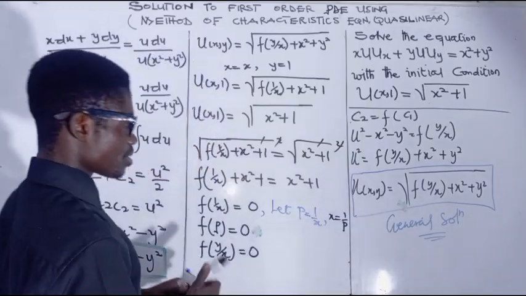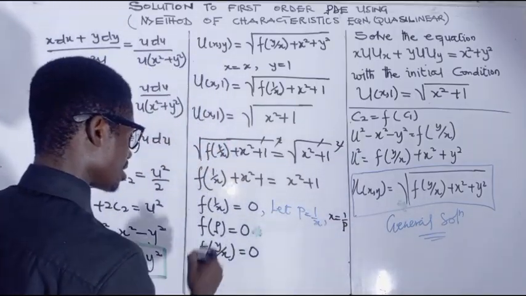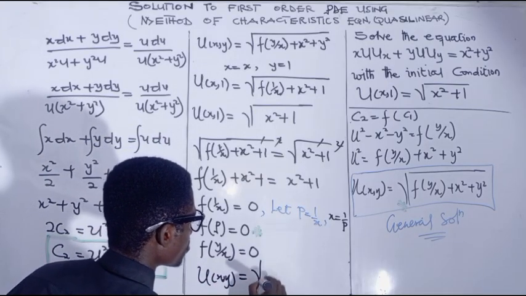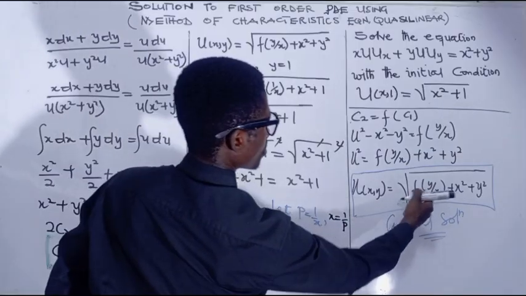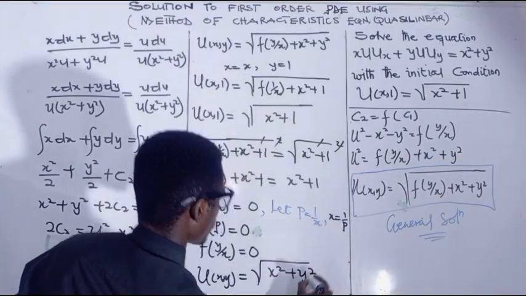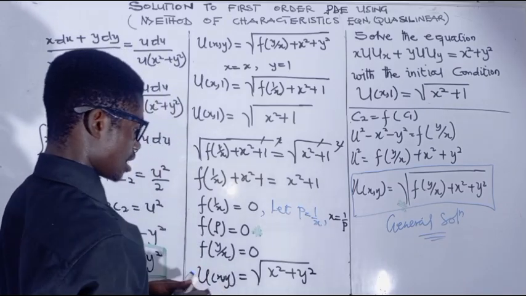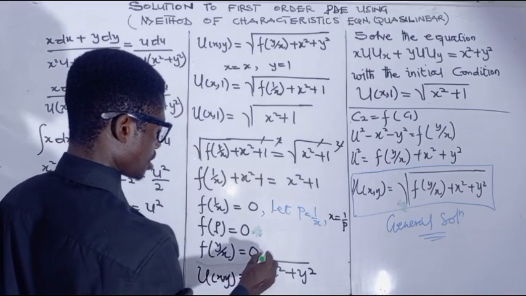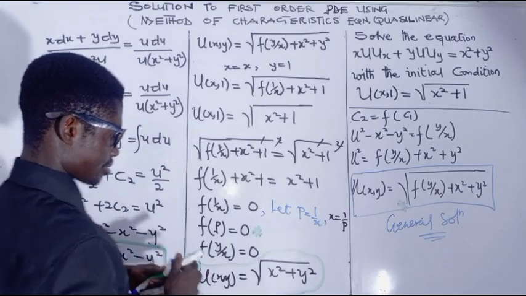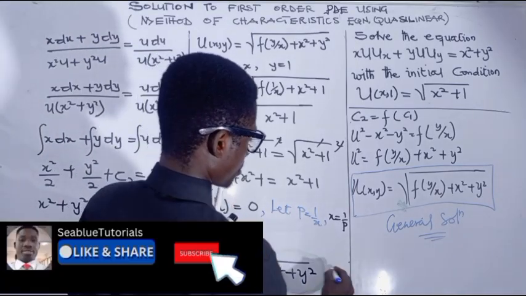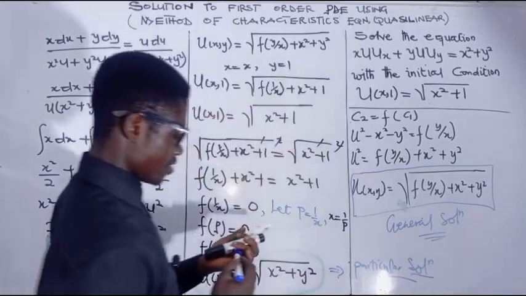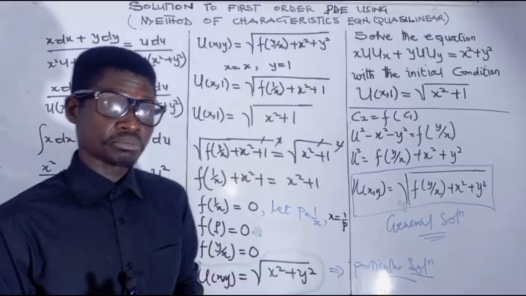So if you plug in 0 here, we are going to have our particular solution to be u at x, comma y is equal to the square root of, this will give us 0, the whole of this will give us 0. So we are left with x squared plus y squared, and this becomes the particular solution. So this is our particular solution. Let me write it here. Very, very easy and simple.